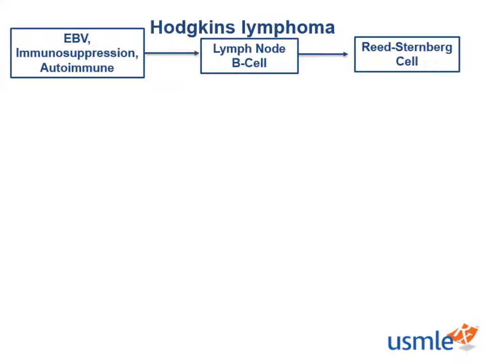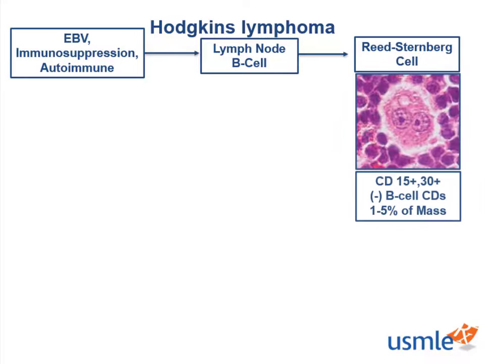With that background, we need to talk about the Reed-Sternberg cells, which are unique because they are B cells that are positive for CD15 and CD30, but they are negative for other B cell markers like CD19, CD20, and CD21. When these cells go malignant, they go malignant all the way with these unique CD markers of CD15 and CD30, while lacking traditional B markers like CD19, 20, and 21.